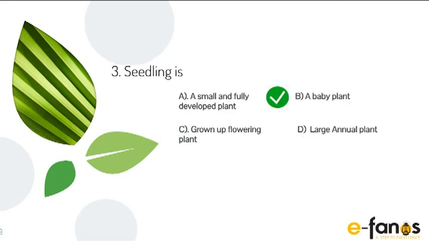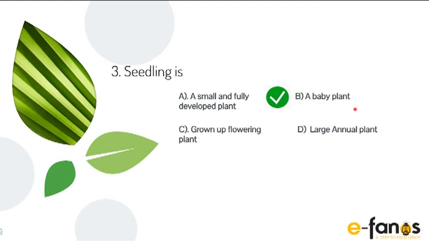Question 3. A seedling is A, a small and fully developing plant, B, a baby plant, C, grown up flowering plant, or D, large annual plant. And the correct answer is B, a baby plant.